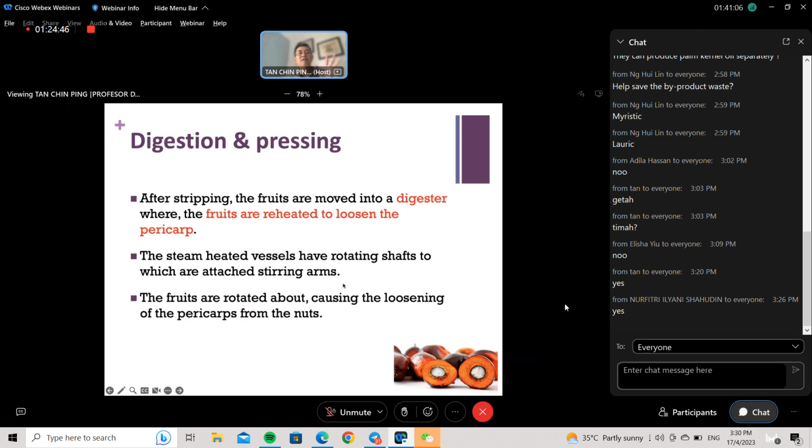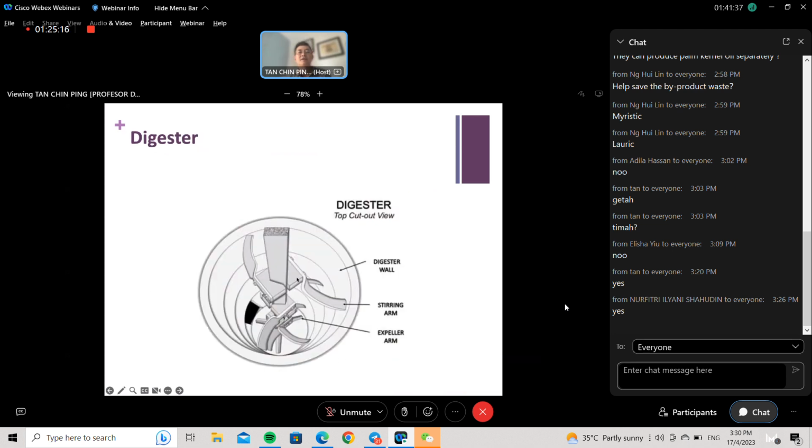So usually in the digester, if in the exam questions I ask you the functions of the digester, why there is a need: you want to make sure that the fruits are reheated to loosen the pericarp. So you have a stirring arm, and then stirring together with supplying steam, because the stirring arm is going to cut the fruits, and then the steam will go in and cook eventually.